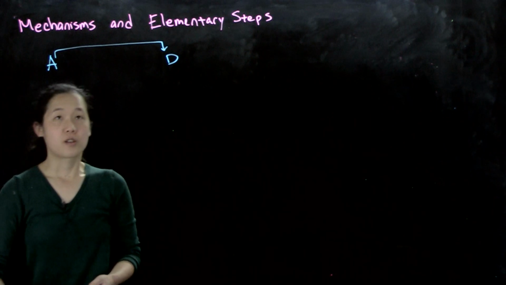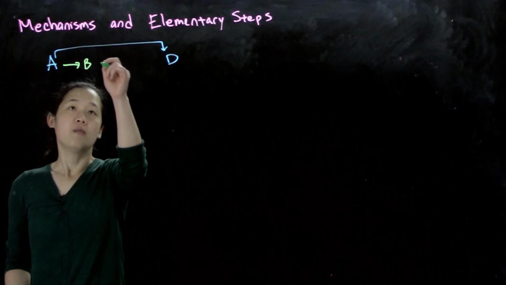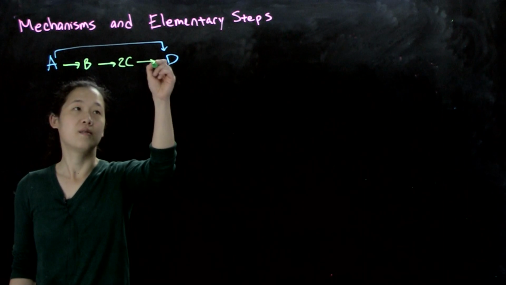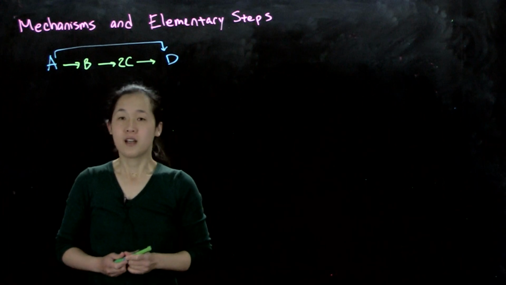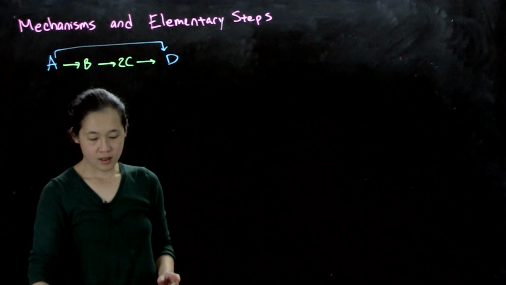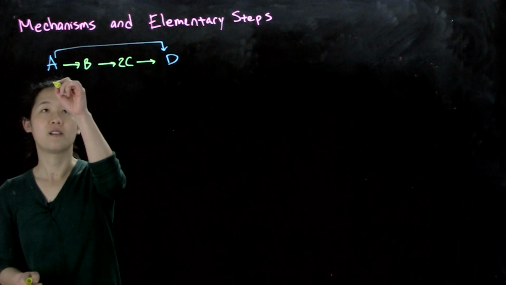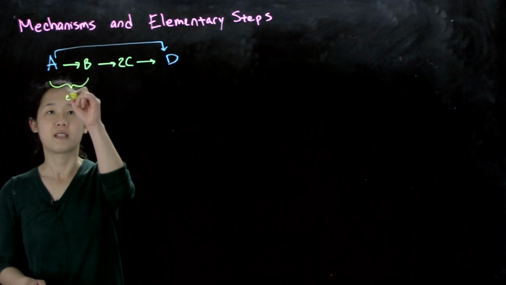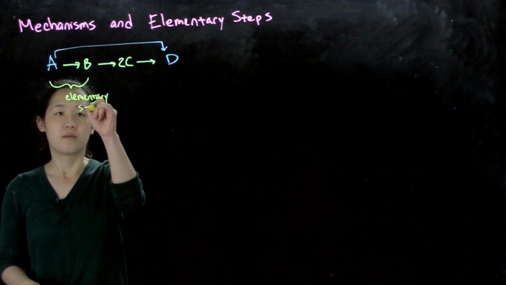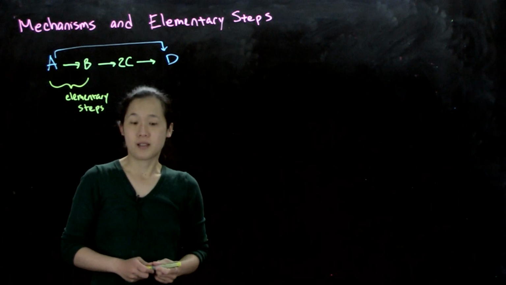So your starting material A might go to some intermediate B, which might go to maybe 2 equivalents of C, and then we go to the product D. So this would be 1, 2, 3 steps in our mechanism. Each of these intermediate steps is called an elementary step, and they're what you propose in your mechanism.